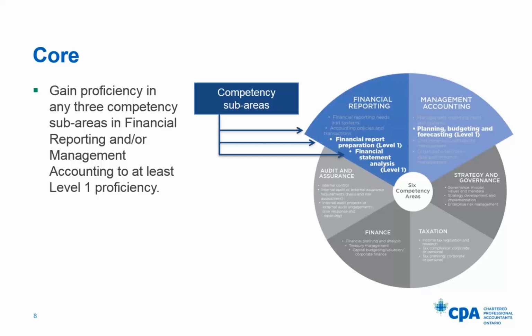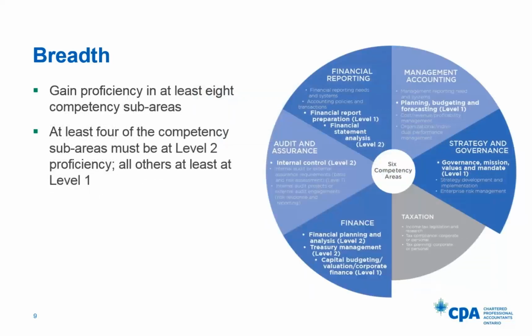Now, the third thing I want to talk about is breadth. So overall, you basically need to get 8 sub-competencies demonstrated on your job, and at least 4 of them have to be at a level 2, and the other 4 at a level 1. So we had gone over initially depth being in finance, so you can see that there are 2 level 2s there already. And then we went to core and we looked at financial reporting and management accounting. There you see that there was 1 level 2 and 2 level 1s. So you're actually missing 1 more level 2 and 1 more level 1 in order to meet the at least 8 sub-competency exit requirement.